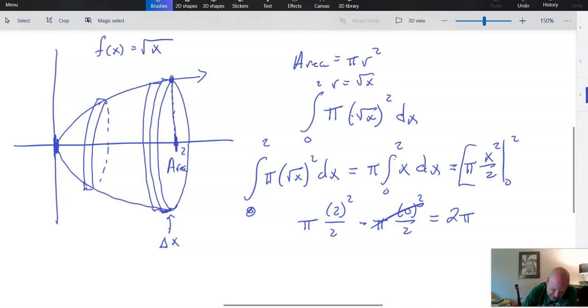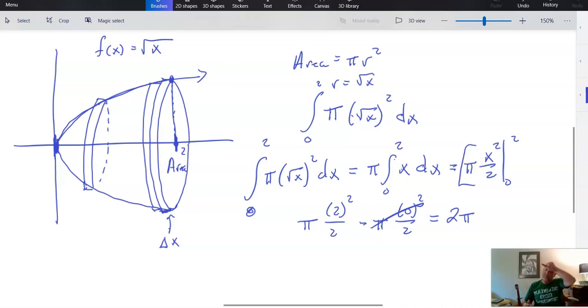So the volume of this crazy shape, this parabola that's been spun around the x-axis, is 2 pi. That's amazing how that pi shows up everywhere.